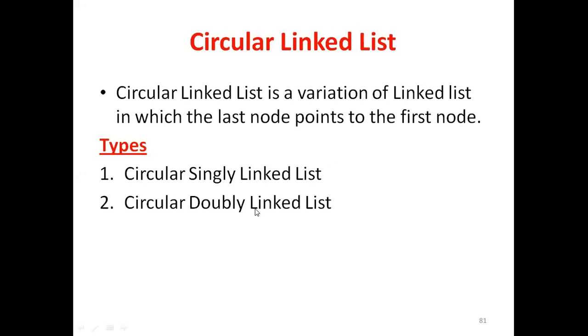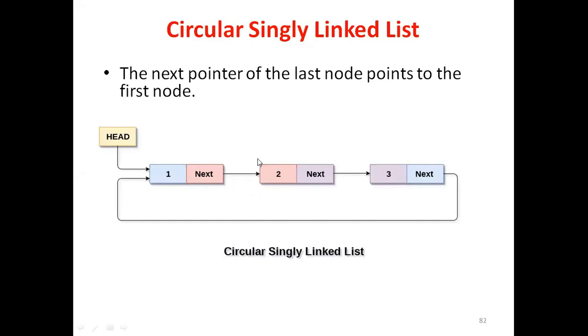So now we will discuss the first case, that is circular singly linked list. Now this is the diagram for a circular singly linked list. You can see here, this is the first node, this is the second node, and this is the third node, and this one is the last node. Now you see this last node's next field. It contains the address of the first node. That means the last node is pointing to the first node.